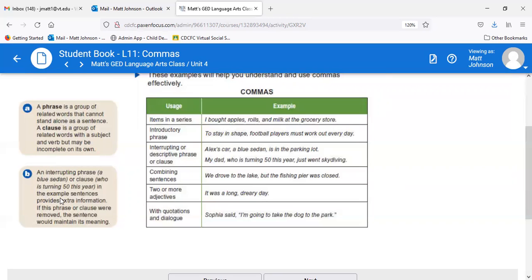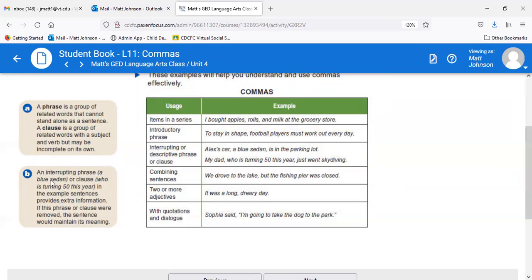And then an interrupting phrase, a blue sedan, or a clause, who is turning 50 this year. The example sentences provide extra information. If this phrase or clause were removed, the sentence would maintain its meaning. So let's take a look at our examples here.